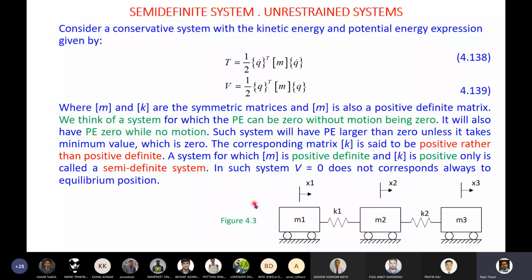So semi-definite system, we have seen the positive definite system. A positive definite system is one in which the kinetic energy is positive definite and the potential energy is positive definite. But for the semi-definite system, now let us see what the thing is. So here this is the kinetic energy expression, and the potential energy expression. We are assuming, sorry, this should be, okay.